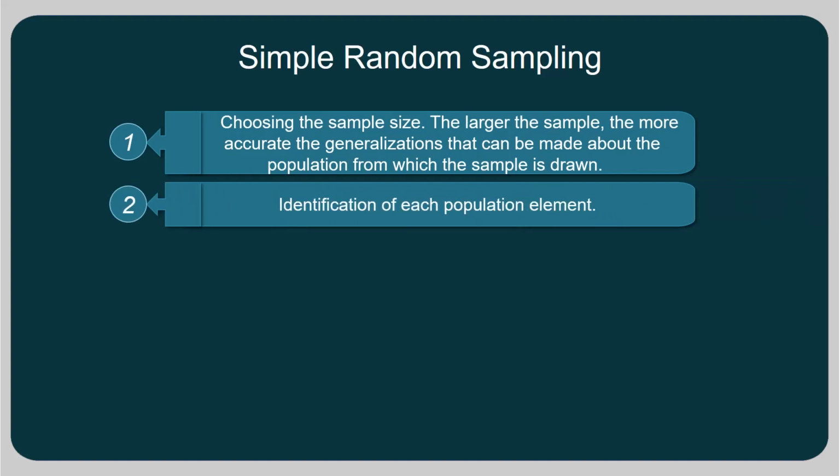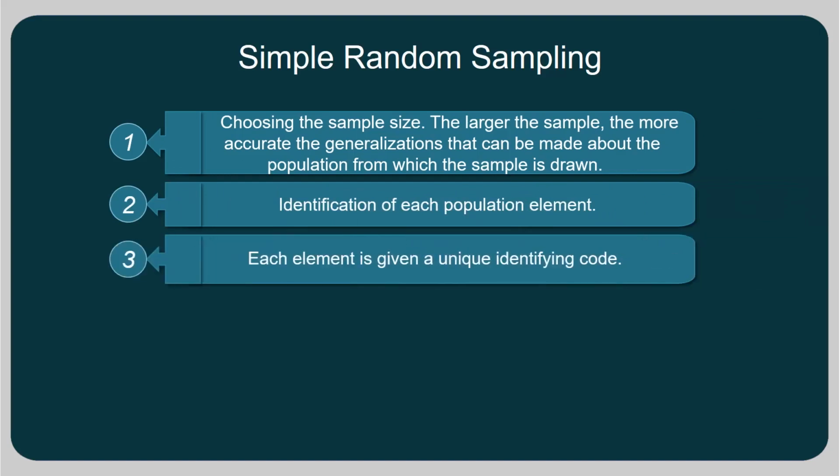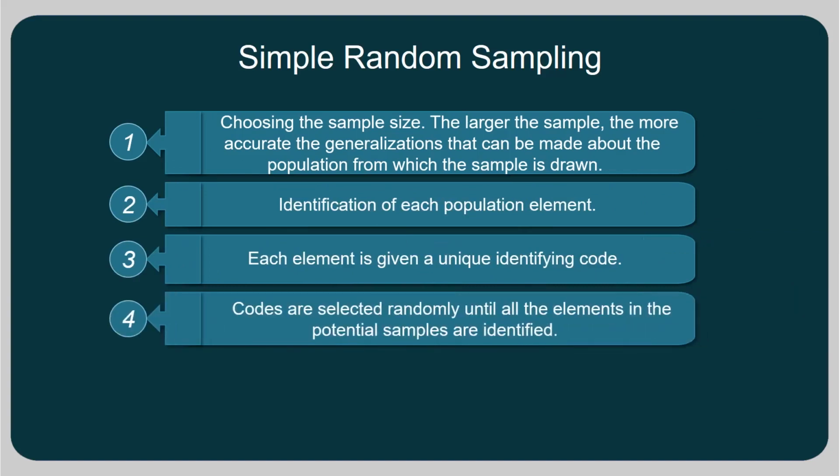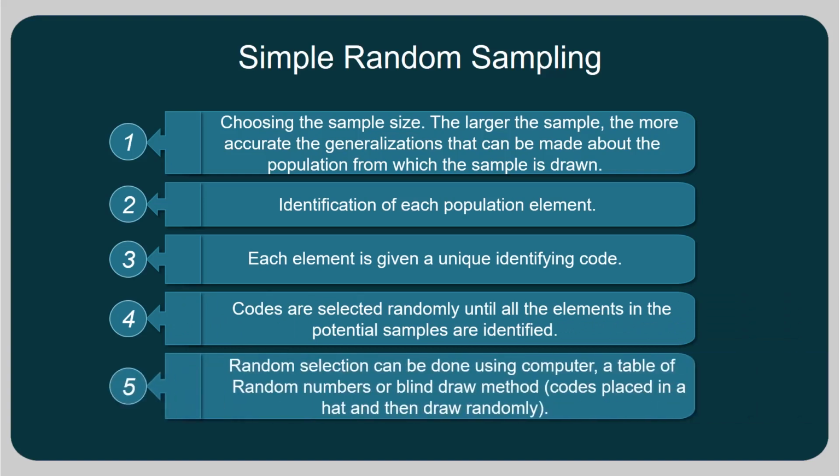Identification of each element. Each element is given a unique identifying code. Codes are selected randomly until all the elements in the potential sample are identified. Number 5, random selection can be done using a computer, a table of random numbers or a blind draw method.